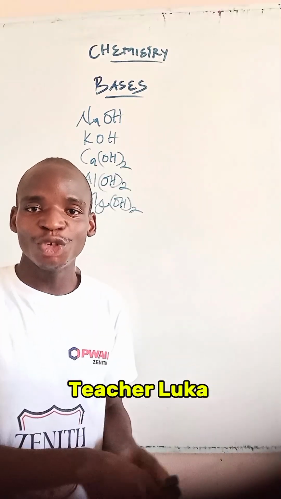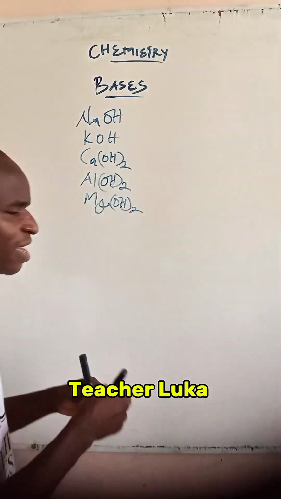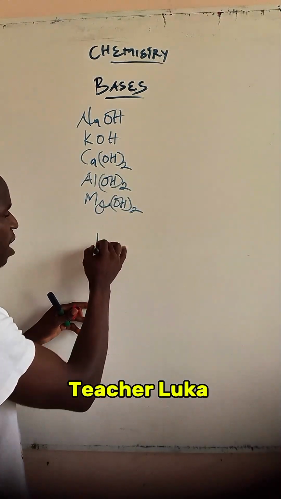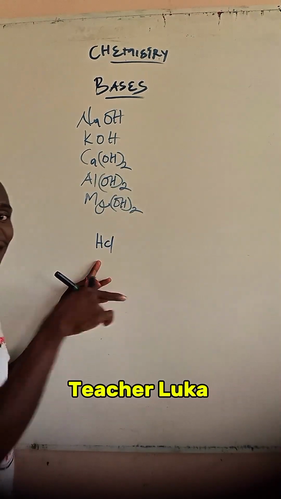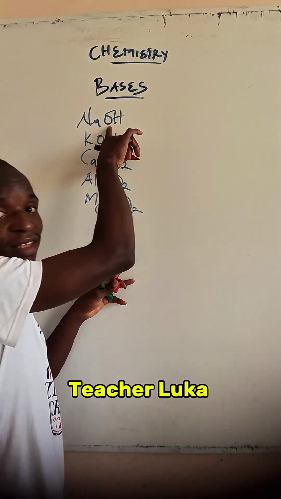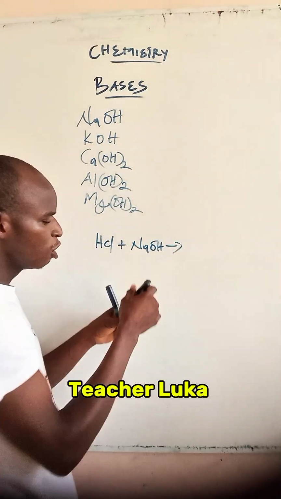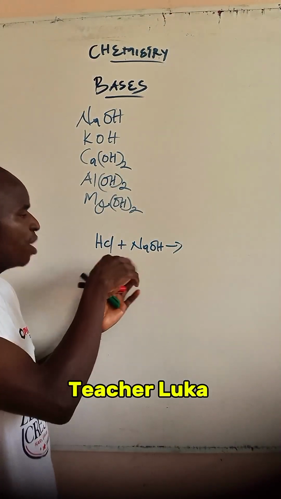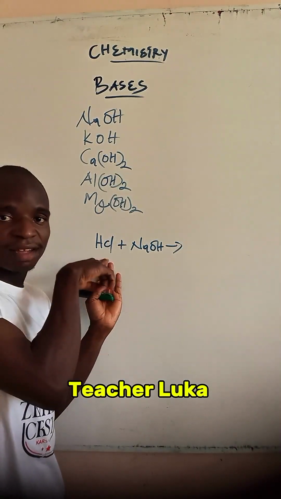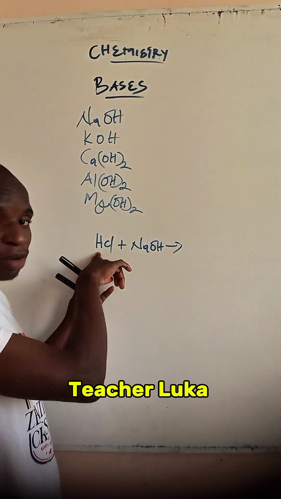Now, from the definition, we said when a base reacts with an acid, it neutralizes the acid to produce what? Salt and water. Are you following? Now, an example of an acid. Let's say HCl. And what is HCl? Hydrochloric acid, right? So HCl is reacting with, let's say, the base sodium hydroxide. So what is expected is that sodium hydroxide is going to what? Neutralize this very acid to give us what? Salt and water.